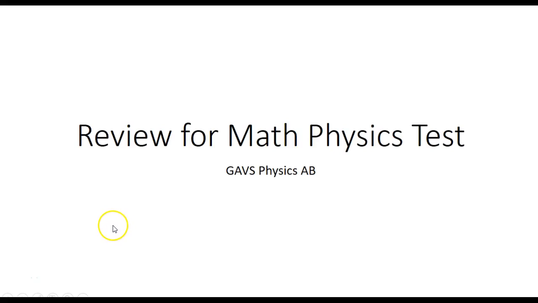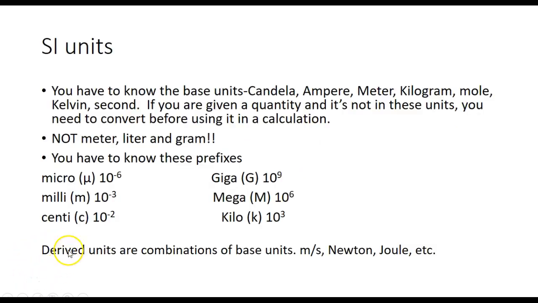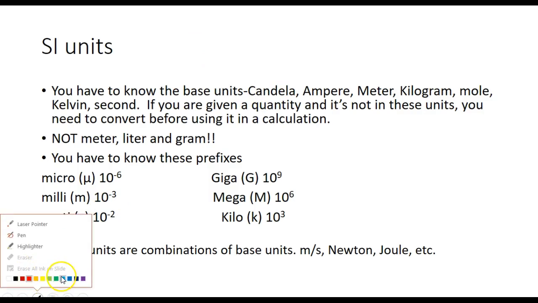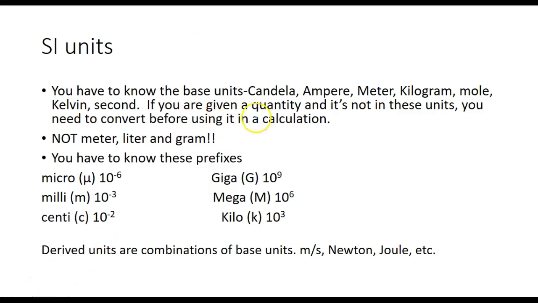This is a quick review for the math physics test for Georgia Virtual School Physics A/B, or it would work for Physics A as well. You need to know the 7 base SI units, and these are not meter, liter, gram. They're not the units without prefixes. They are the 7 units that scientists have agreed world over to use in their calculations and communication. So we're not talking about ones without prefixes.